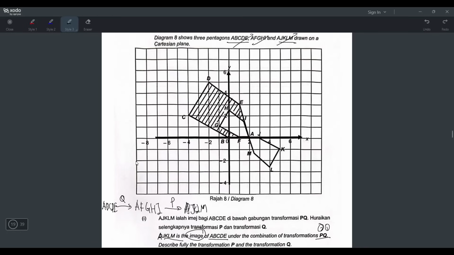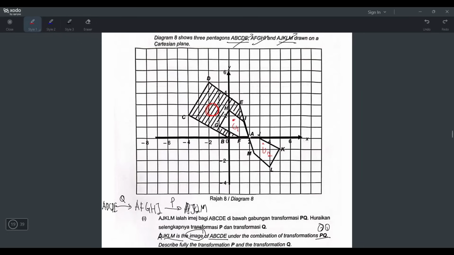Okay. In other words, ABCDE, the big one, is the object, including this part. The whole thing here, that's the object. Then what is the first image? AFGHI, this one, which is the I1. And then the AJKLM, that's the I2, the second image, or you can say the final image.